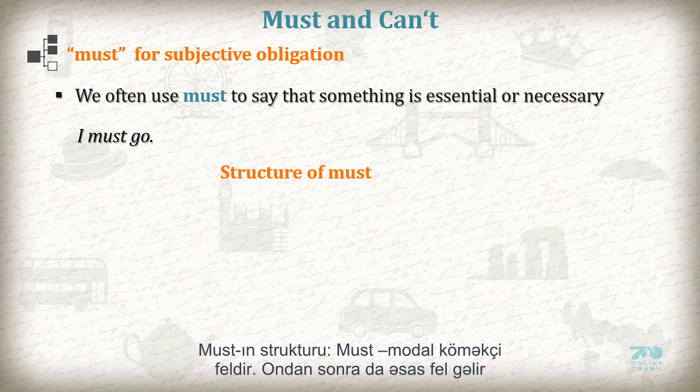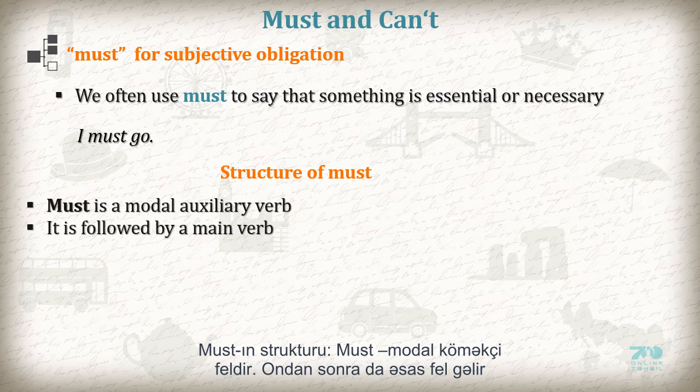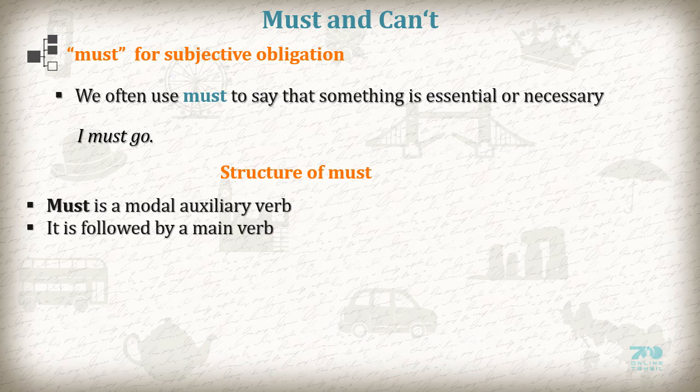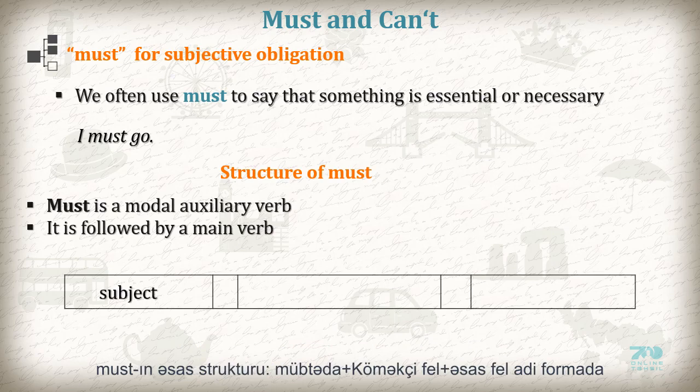Structure of must. Must is a modal auxiliary verb. It is followed by a main verb. The basic structure for must is subject plus auxiliary verb must plus main verb base. The main verb is always the same form, base.